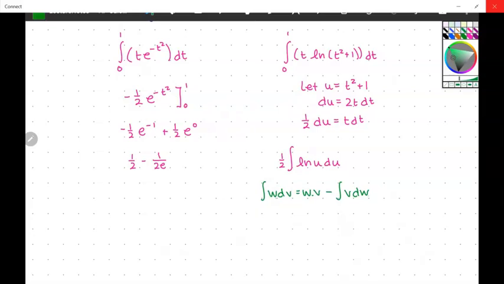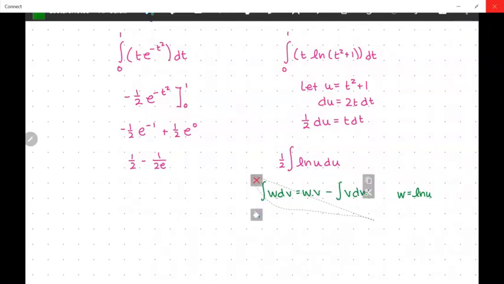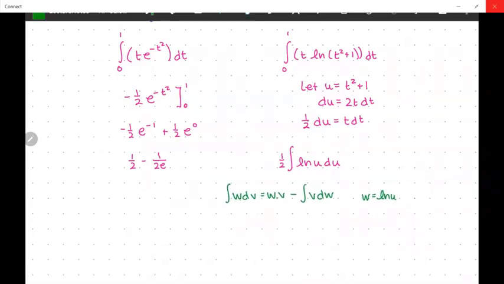Do we have a log? All right. But instead of u, we are using w. So I'm going to let w equal the natural log of u. If w equals the natural log of u, then what is dw equal? du. Don't forget those du's and dw's and dv's and all that other d stuff.